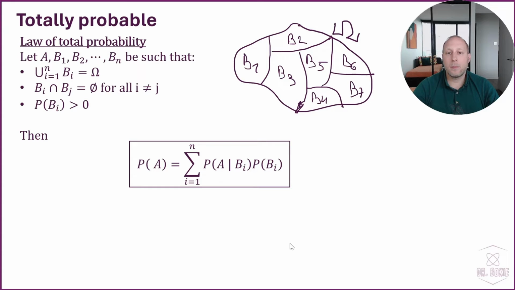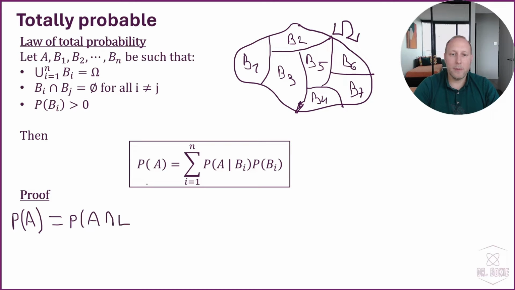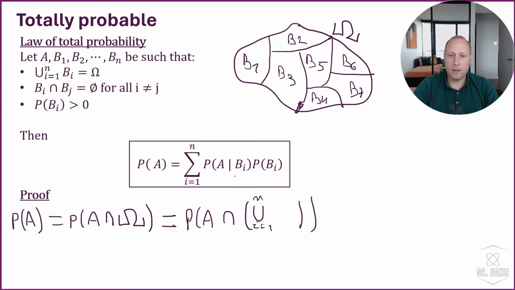What is the proof of this statement? Well, we can do it the following way. We can write the probability of event A as the probability of A intersected with omega, because the probability of any A intersected with omega is simply the probability of A. And we can write omega in this case as the union of the B's. So this is P of A intersected with the union for i goes from 1 to n of the Bi's.